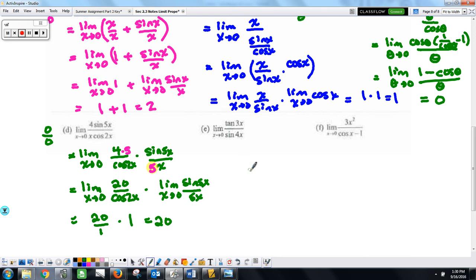Alright, let's take a look at part E. Again, same kind of idea. We kind of look for whenever you see these ratios that it's got to be one of those special ones. I see a tangent, which doesn't help me. I check plugging in. As x goes to 0, I am going to get 0 over 0, so I know I have to do more work. So I'm going to start by rewriting the tangent so that I can get it into sines and cosines. So that's going to be sine of 3x over cosine of 3x, and that's all divided by sine of 4x.